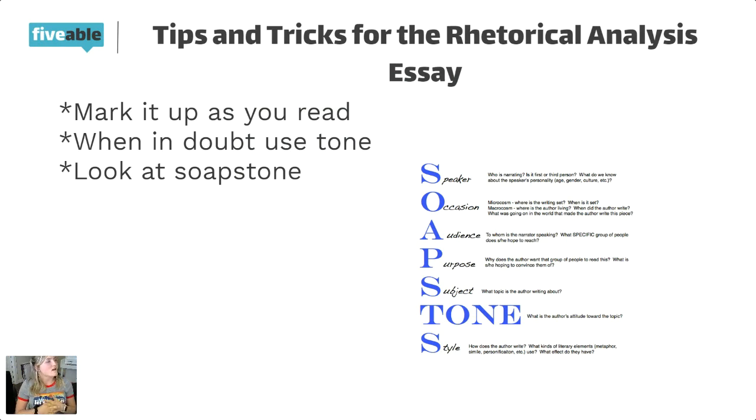And then when in doubt, use tone. There's some passages that I read during the test where I'm like, I cannot find 3 rhetorical strategies. My brain kind of freezes up. But every single passage will always have a tone, whether the tone is informational or angry or happy. The tone that the author uses is a rhetorical strategy that you can use every single time. That will always work. And so that's just a good fallback option.